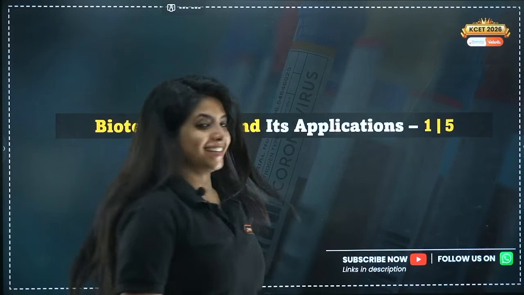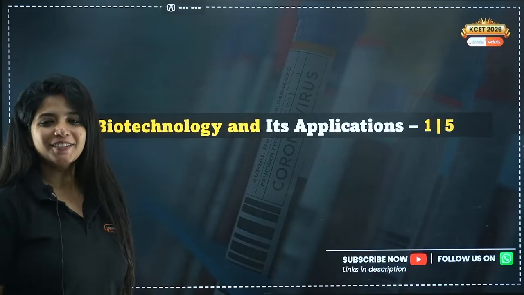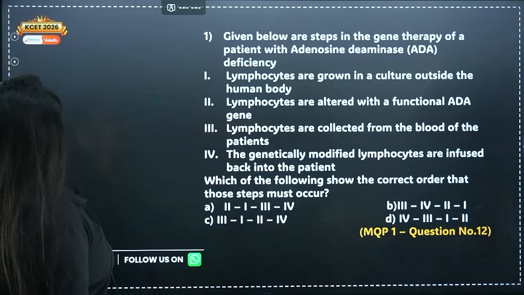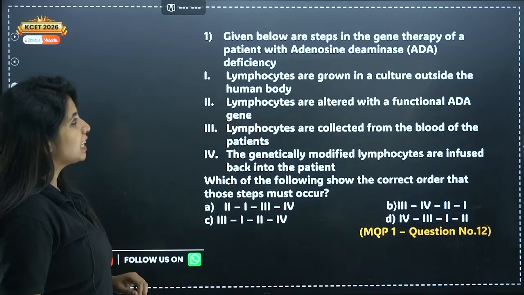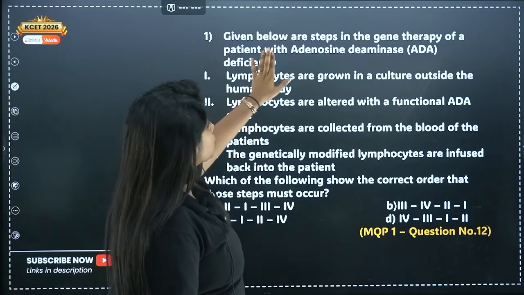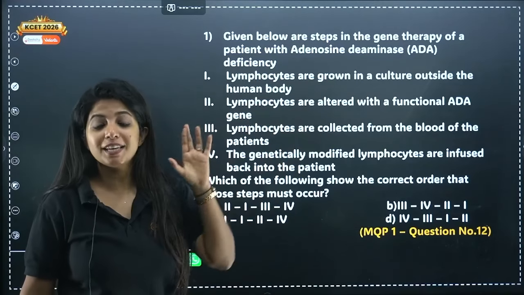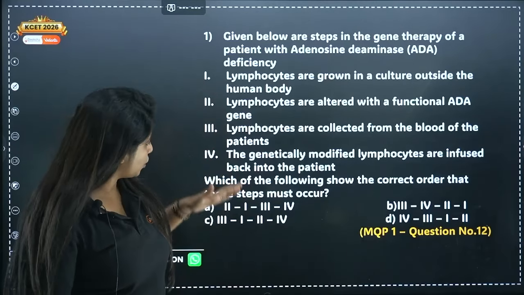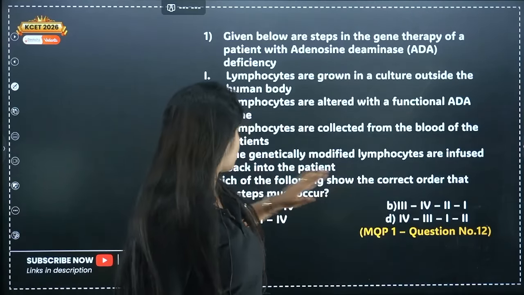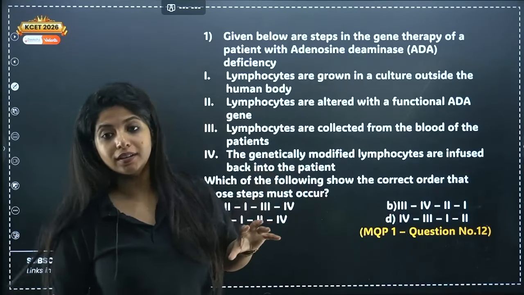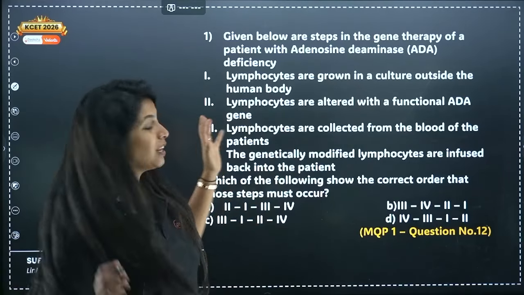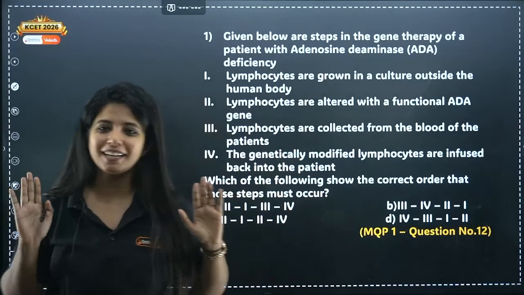Okay, so let's go ahead with biotechnology and its applications. Over here, I have the first MCQ question. Given below are the steps in the gene therapy of a patient with adenosine deaminase deficiency. What you have to do is choose which of the following shows the correct order in which those steps must occur. So what is the correct order of the steps that is being asked?